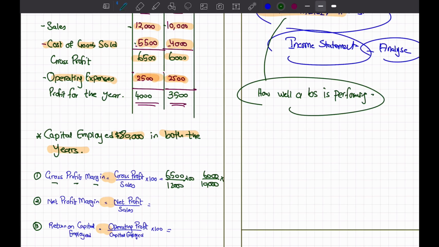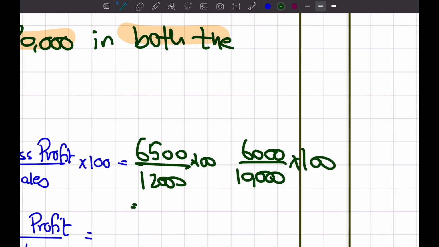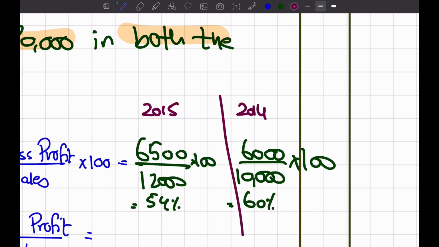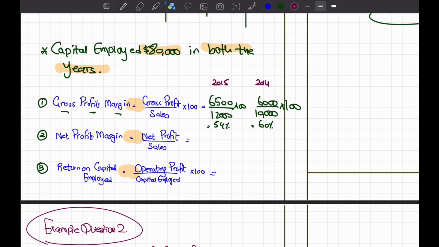multiplied by 100 and multiplied by 100. This will give me the gross profit margin. Let's just use a calculator. You can also use your calculators to keep on working with me. That will be 6500 divided by 12,000 and multiplied by 100. That will give me approximately 54%, and it was 60% in 2014. And I can just write the years for you guys so you remember which year we are talking about. And I'll make a separate line so we have this clear position.